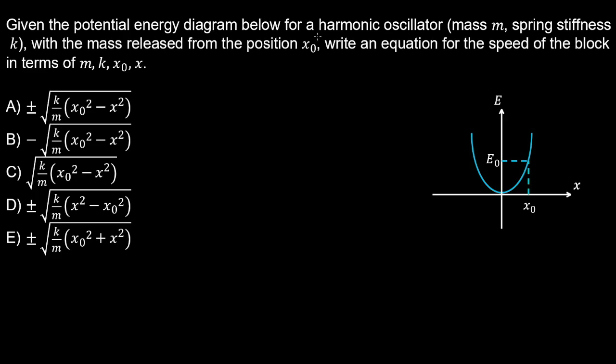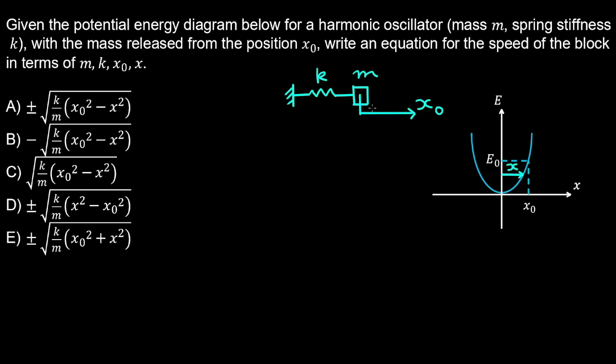Given the potential energy diagram below for a harmonic oscillator, which has a mass m attached to a spring with a stiffness k, where the mass is released from a distance of x naught from the equilibrium position, write the equation for the speed of the block in terms of the mass, spring stiffness, x naught, and x, where x is some distance from the equilibrium position.